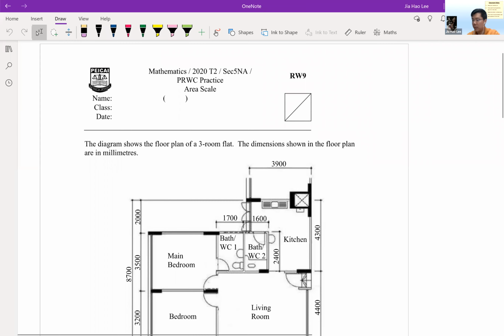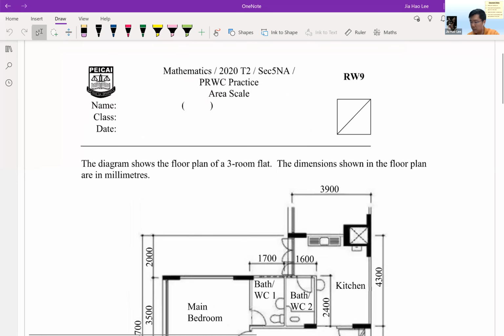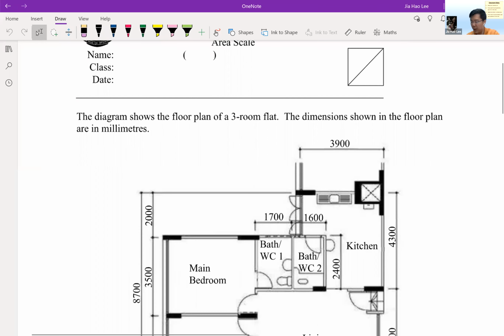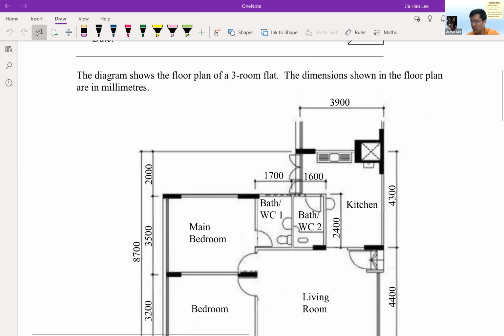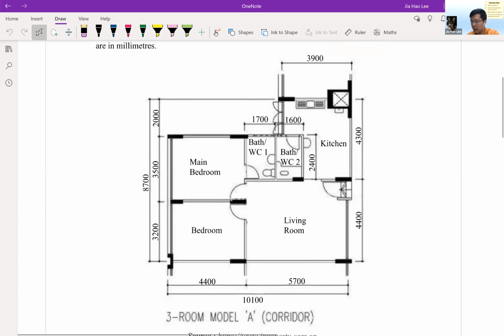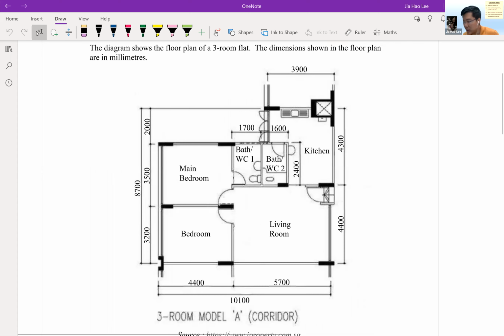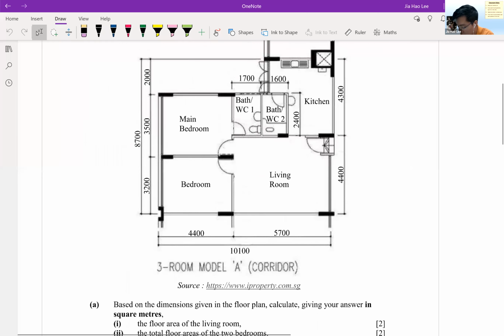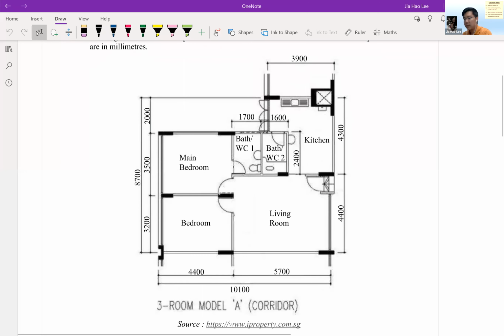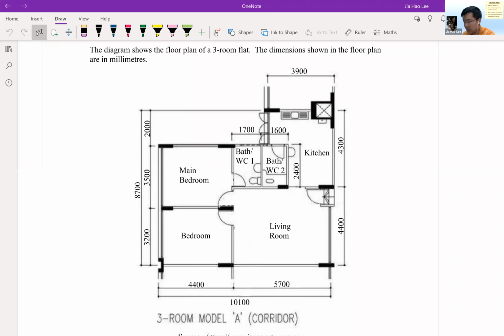Okay, so now we are doing PRWC 9. I've already briefly gone through this question with you guys. Let's just look at the floor plan together. Now, all these numbers here, they never tell us what the scale is. However, the question says that the dimensions shown in the floor plan are in millimeters. Okay, they already told us that it's in millimeters.